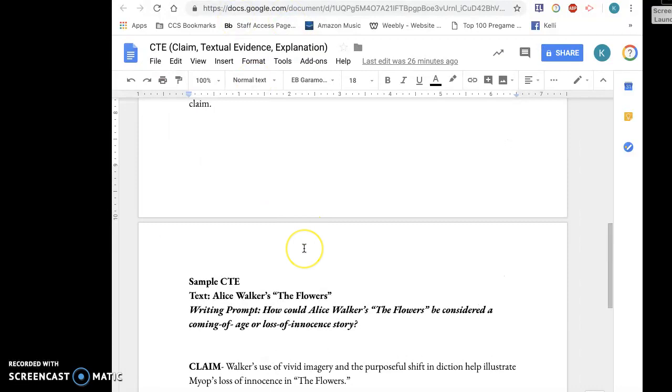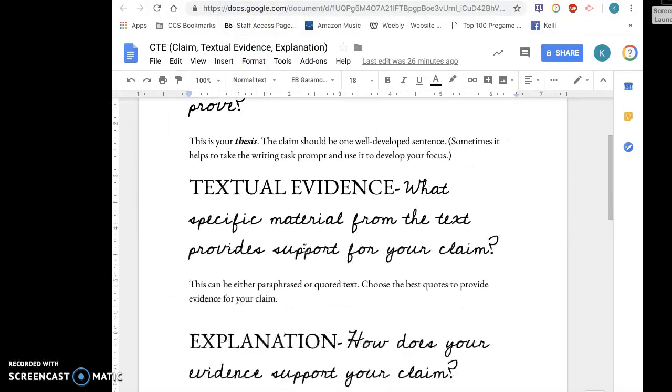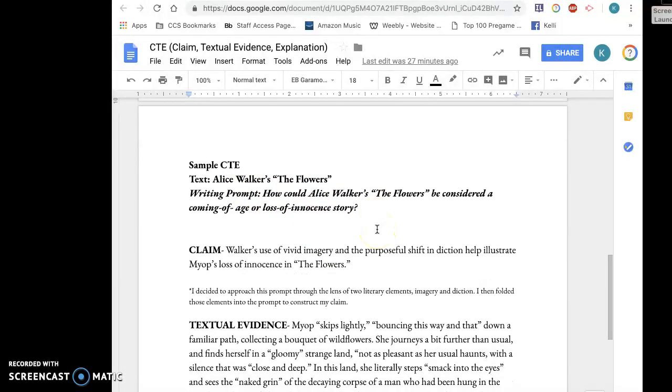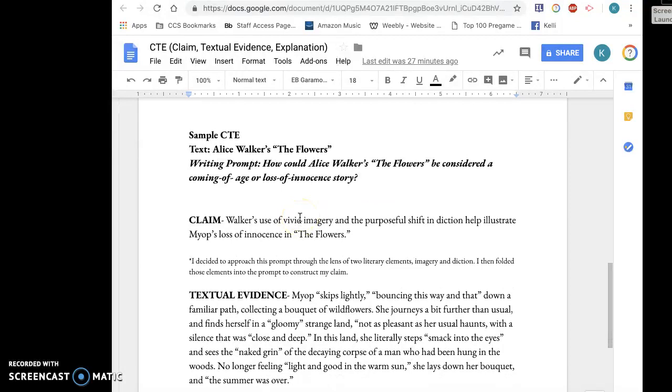So let's flip back over here to my CTE, and I've been given the prompt, how could Alice Walker's The Flowers be considered a coming of age or loss of innocence story? And so my claim, I'm going to take my writing prompt, and I'm going to take two of the literary elements that we talked about, her choice of language and her choice of imagery, and I want to fold those elements to help construct my claim.